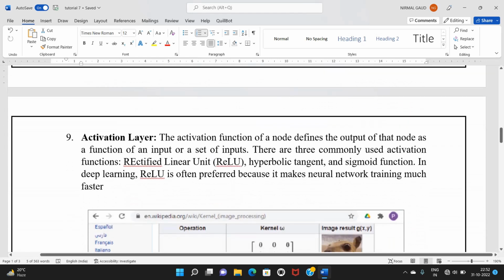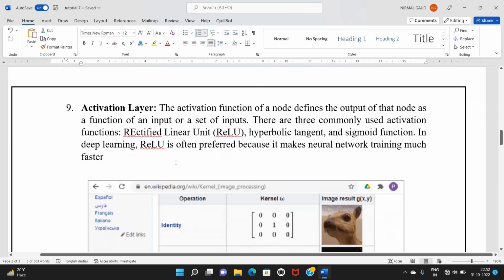Now the next thing is the activation layer. In the activation layer, we perform the activation function. The activation function of a node defines the output of the node, as a function of an input or set of inputs. As we know what happens in a neural network, the ANN, or we can consider the case of deep learning.